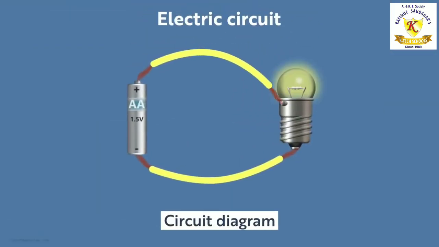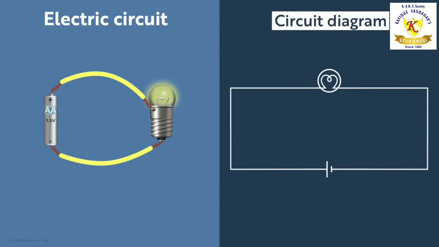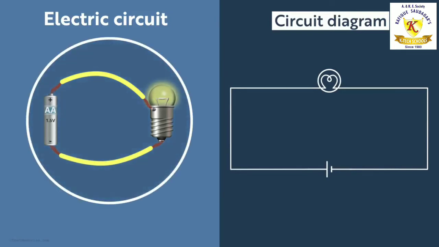So if we want to draw a simple circuit using these symbols, then how do we do it? Just draw the symbols for the electric cell and bulb first. Then, using straight lines for the wires, join them together. This is the circuit diagram representing this circuit. It was simple to draw, isn't it, children?